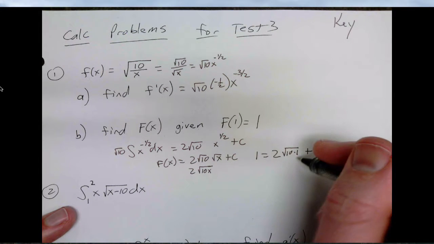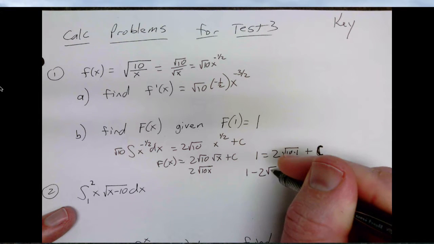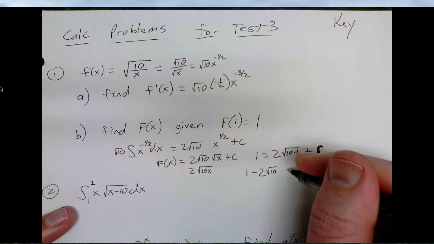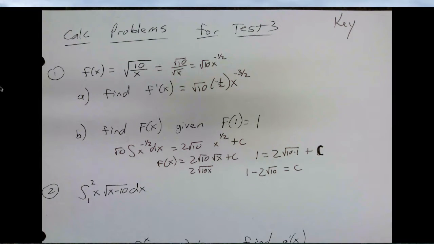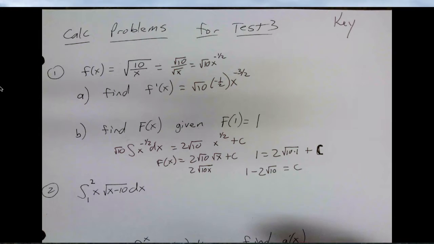So all I have to do is subtract. If I do 1 subtract 2 radical 10 times 1, which is just radical 10, that will equal c. Let's find out what that is. 1 subtract 2 square root of 10 is negative 5.32.